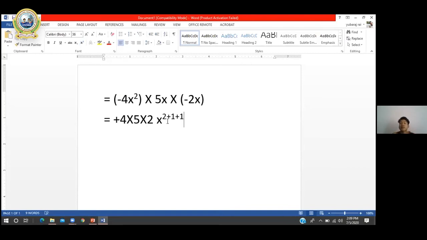Does anyone have any problem with this step? Anyone, please unmute yourself and speak if you have any confusion. All right, so I've already told you if there's a plus sign in front, then we don't have to write it. So I'll just erase it from here. The next thing we do is simply do the maths. 4 5s are 20, 2 2s are 40, and x to the power 4. This is our answer. Did it match or not?